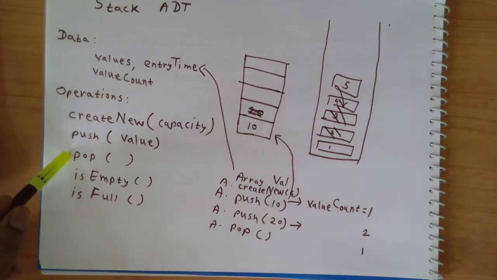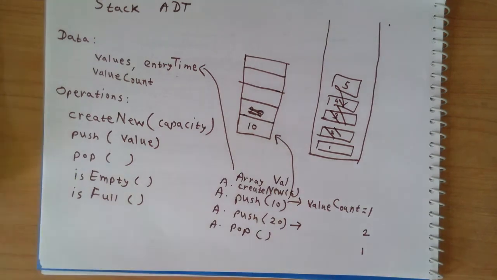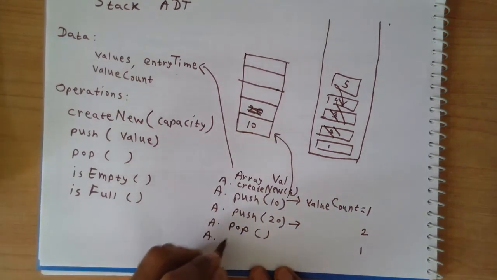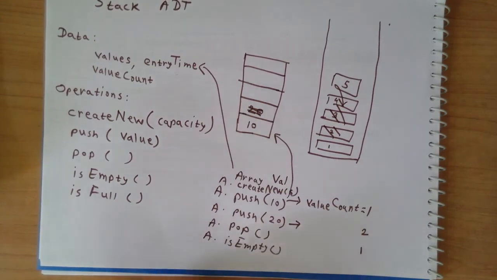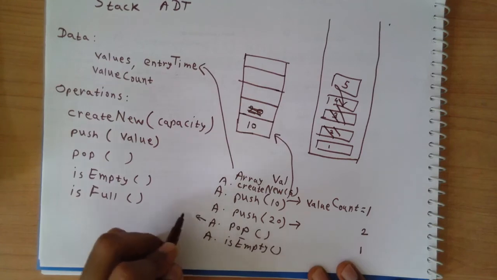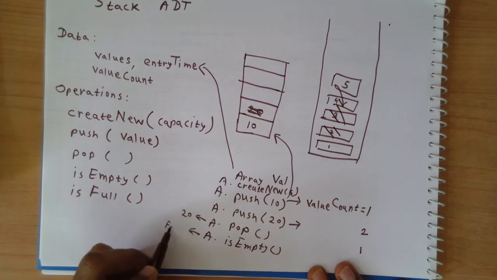Remember, if you have a different implementation of array that has different complexity for accessing element, it will affect the pop operation. Now let's ask the question about is empty. So now I ask the question, is my stack A empty? So this is going to return a true or false value, and the stack is empty if value count is 0, otherwise stack is not empty. Okay, so here was the pop, so the value I was returning was 20. Here I would return the value of false because stack is not empty.